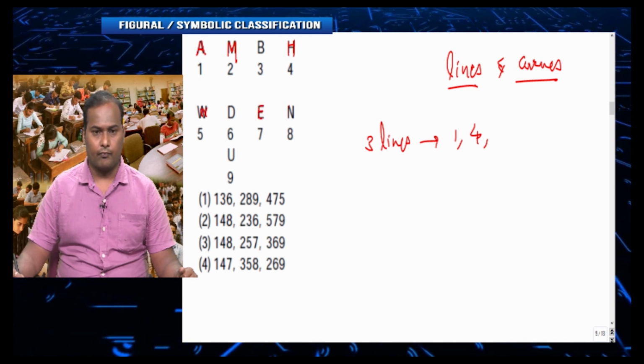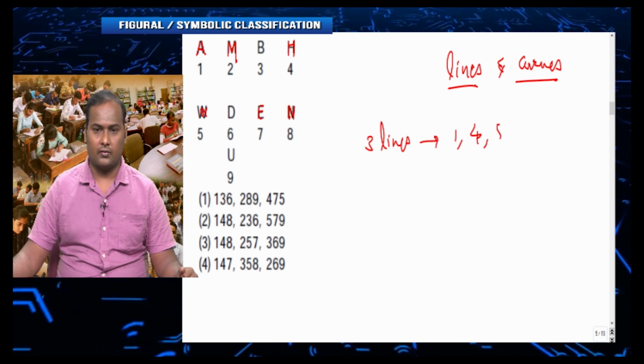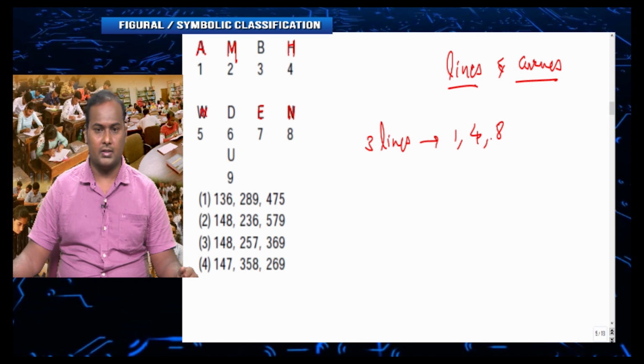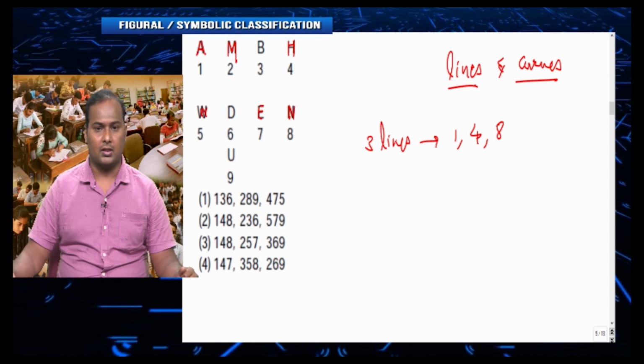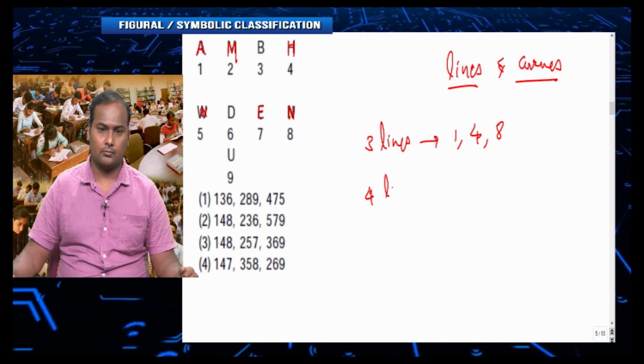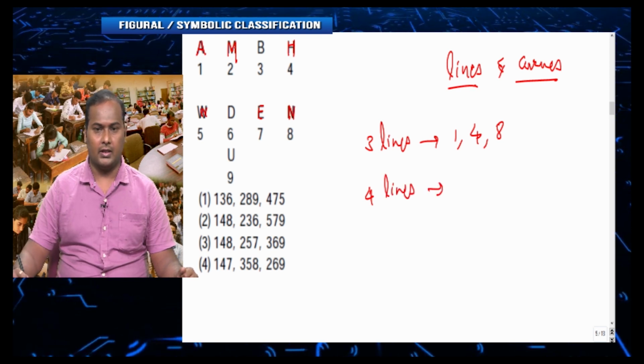So come to N now. In N, 1, 2, 3, only 3 lines are there. So the first group is 1, 4, 8. So the 1, 4, 8 group is classified based upon 3 lines given in a letter. So what is the next one? 4 lines. We already know 4 lines is seen in M.